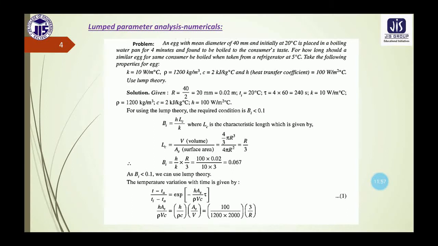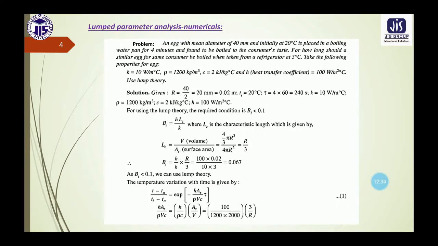That means we need to calculate the value of the characteristic length. Now the formula for the characteristic length is the ratio of the volume divided by the surface area for this given geometrical shape. The value of the characteristic length we are getting as R by 3. So the value of the Biot number we are getting is 0.067, which is less than 0.1. So we can undoubtedly use the Lumped parameter analysis or the Lumped theory.